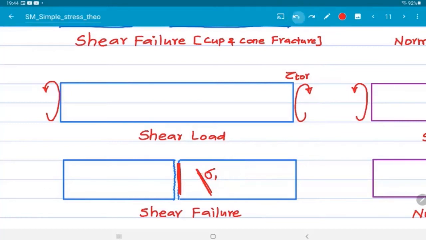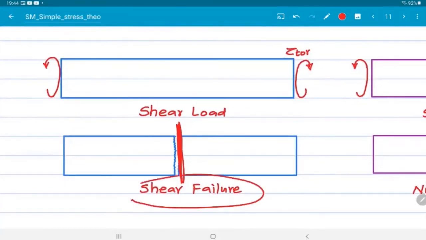But at a particular angle, here in this angle, shear stress is maximum inside the material. That maximum internally calculated shear stress is equal to the strength value. That is why the component fails by shear. Okay, right.